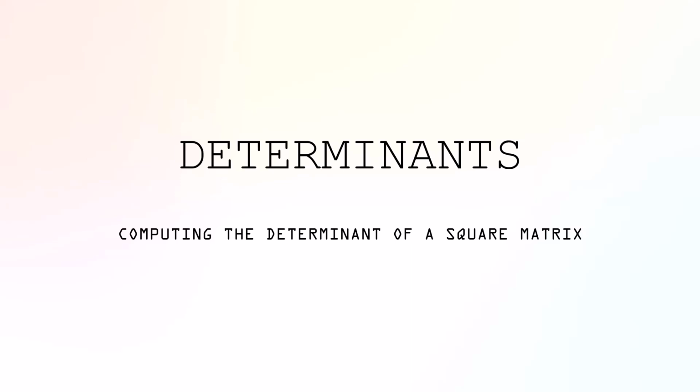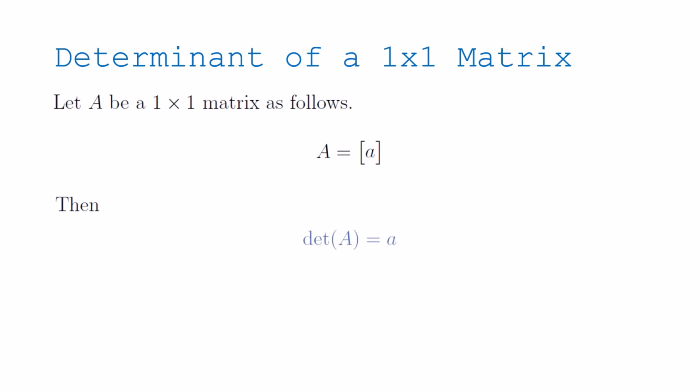In today's video, we will be going over how to compute the determinant of a square matrix. First, let's go over how to compute the determinant of a 1 by 1 matrix. Suppose we have a 1 by 1 matrix A with the entry small a. Then the determinant of this matrix will just be the one entry inside of it.